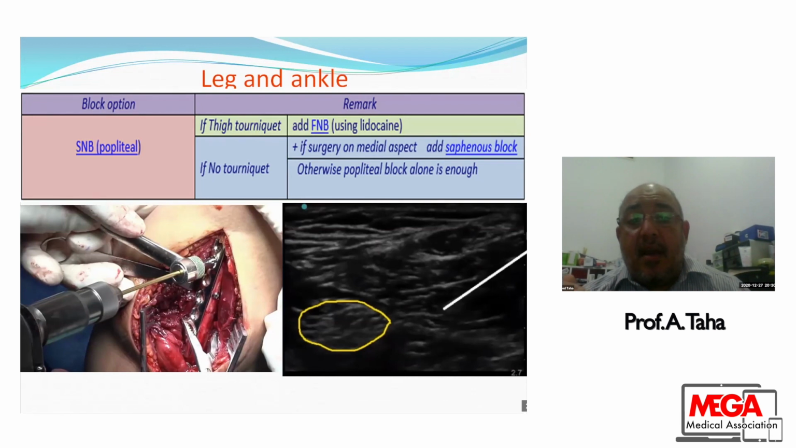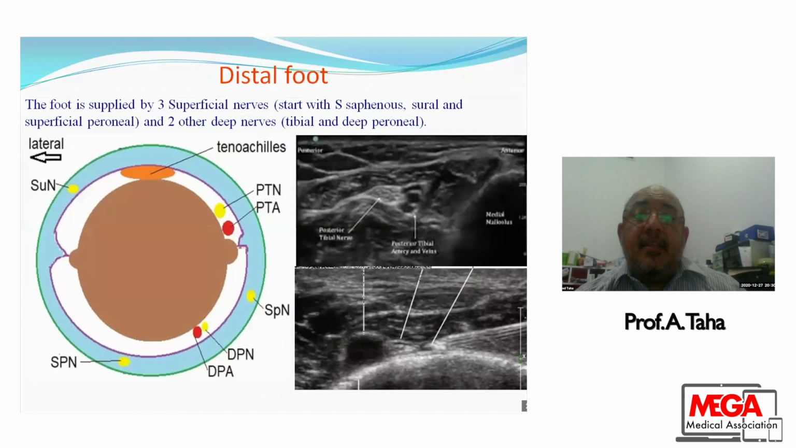We give either popliteal plus femoral for the saphenous block, or popliteal plus adductor canal. And the same for ankle surgery, because it's done under the tourniquet, under ankle scope. So we give popliteal and femoral block. Then we'll go to the foot and distal foot surgery.